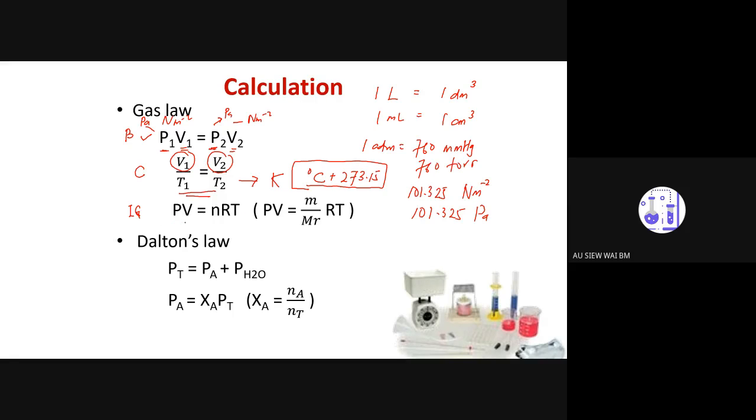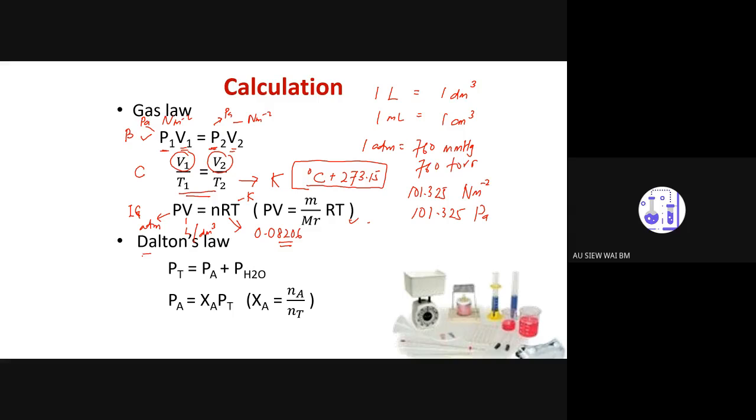After that, PV equals nRT. This one is also the same because you need to use R, the gas constant. If you use 0.08206, then you need to take note that T must be Kelvin, V must be liter or dm^3, either one, and P must be atm. If you want to use other units for your R constant, you need to check the unit of the rest, P and V, and you have to convert the units. Please remember this. And PV equals nRT, we can modify it to become this one.